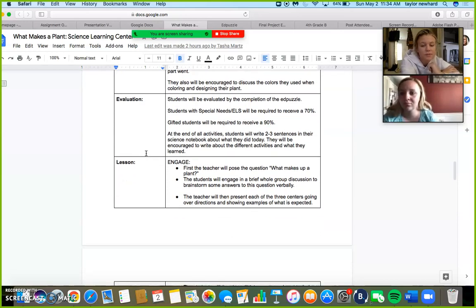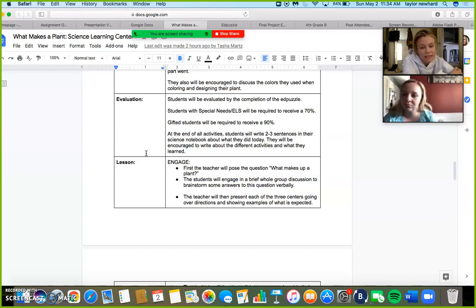Evaluation. Students will be evaluated by the completion of the Edpuzzle. Like we said, students with special needs and ELs will be required to receive a 70%, whereas gifted will be required to receive a 90%. And then students that are at grade level will be required to receive 80%.